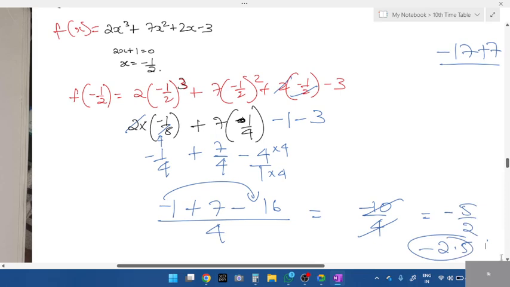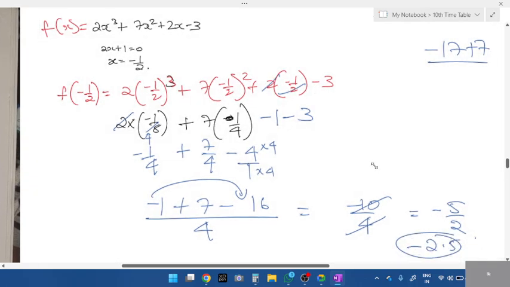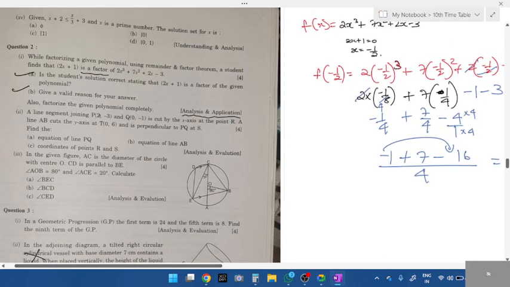So the factors. See, the remainder, students, after solving, you should get 0. Did we get 0? No, we didn't get 0. If we had got 0, we could have written, is the student's solution correct, stating that 2x plus 1 is a factor of the given. So the answer will be no.